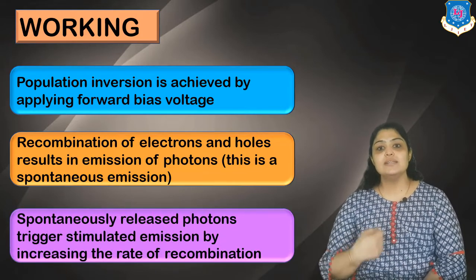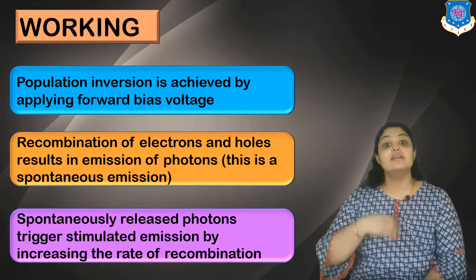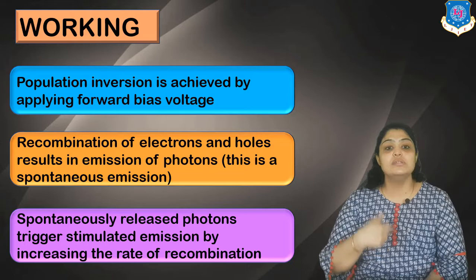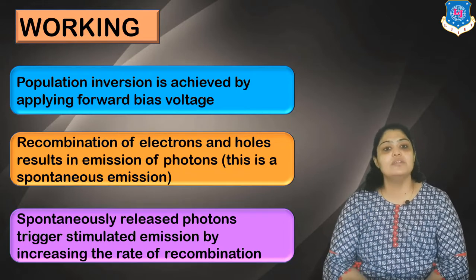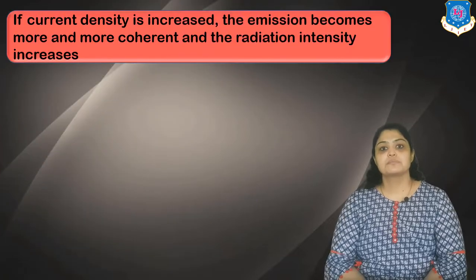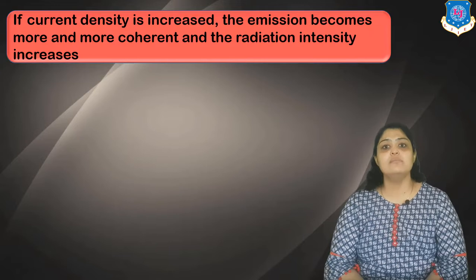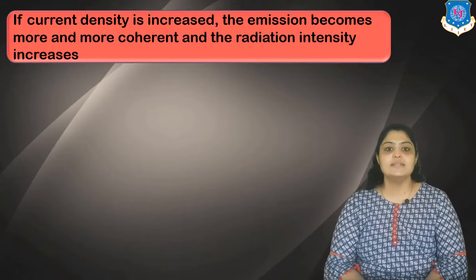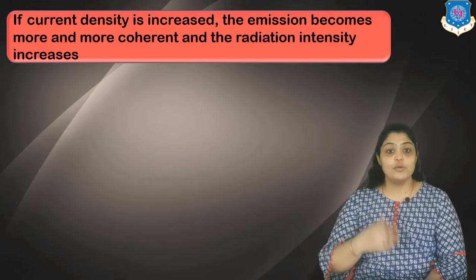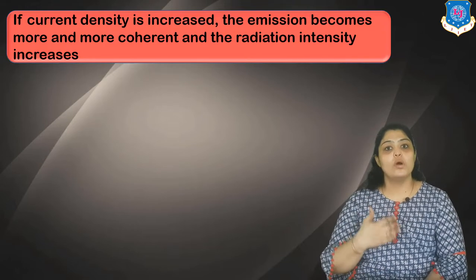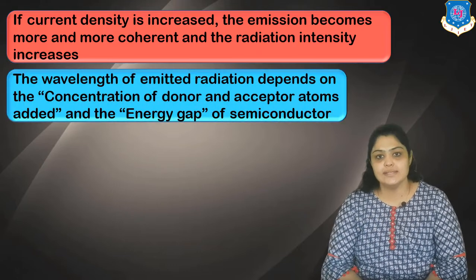Now these spontaneously released photons will lead to the stimulated emission of other electrons and holes, giving us more and more recombination, and this is achieved with the help of the polished mirrors. If the current density is increased, the emission becomes more and more coherent and the radiation intensity also increases. So if you are increasing the forward bias, if you are increasing the forward voltage, the current becomes stronger, giving you a highly intense laser beam.